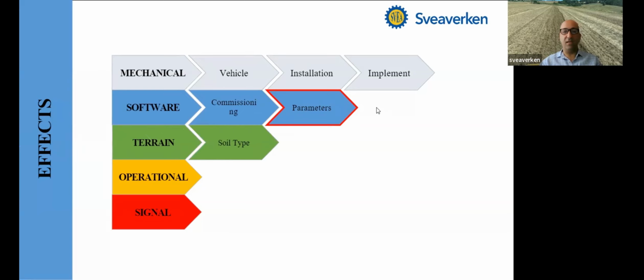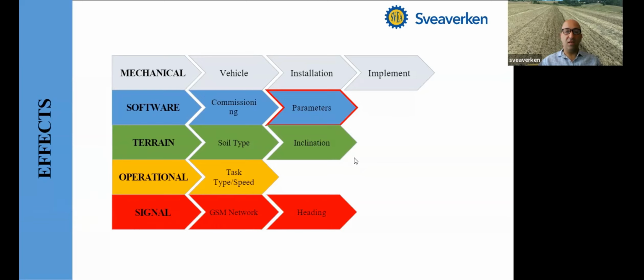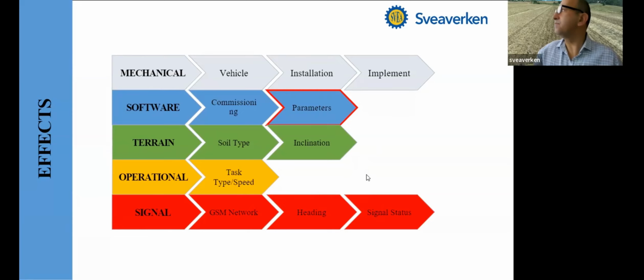On the other hand, the terrain may also have some inclination and different types of soils. And during operation, the tasks are different from each other. Especially, the speed of the task is so important here. And at the end, if we are getting the correctional signal from a GSM network or the signal from the satellite, positioning or heading, and of course, the signal status is another issue here.